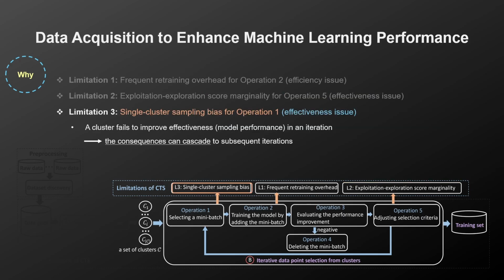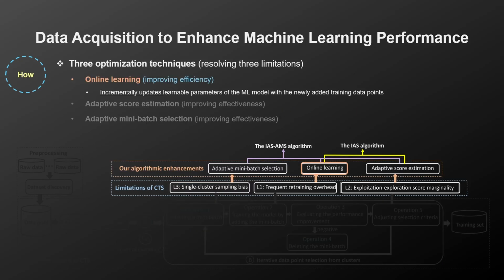The third is the single cluster sampling bias in Operation 1. If a cluster fails to improve effectiveness, that is, model performance, in one iteration, the consequences may cascade to subsequent iterations. To address these limitations, we propose three optimization techniques.